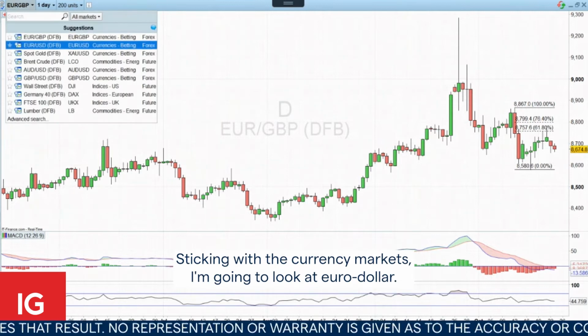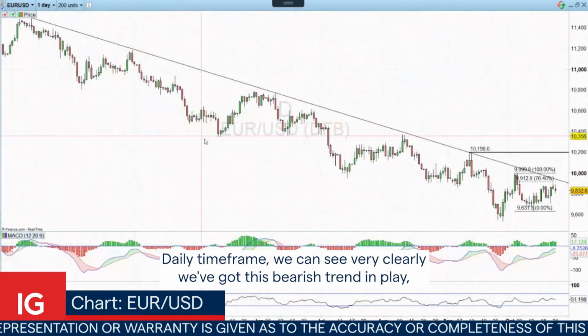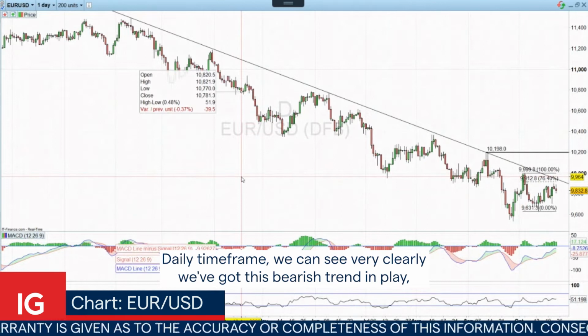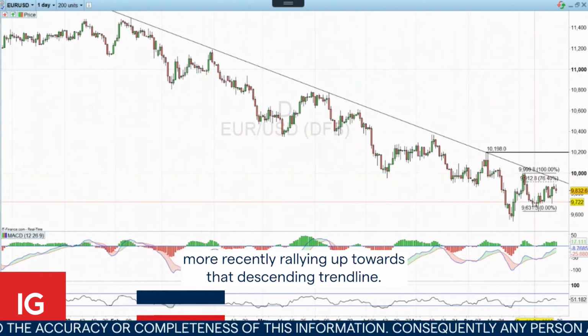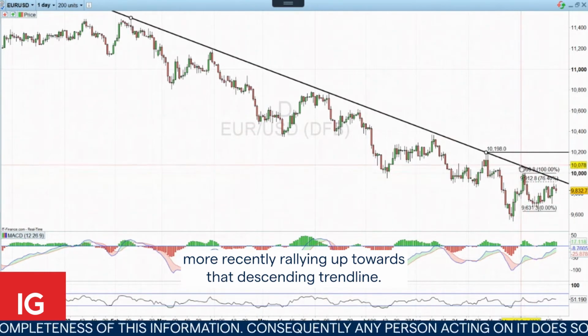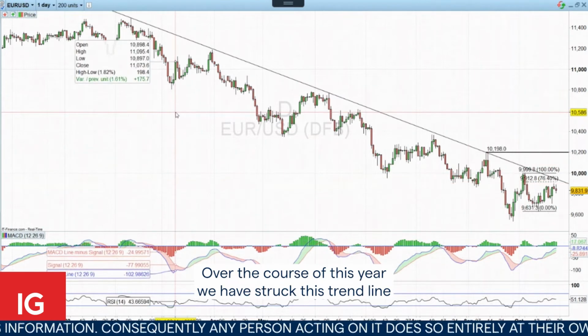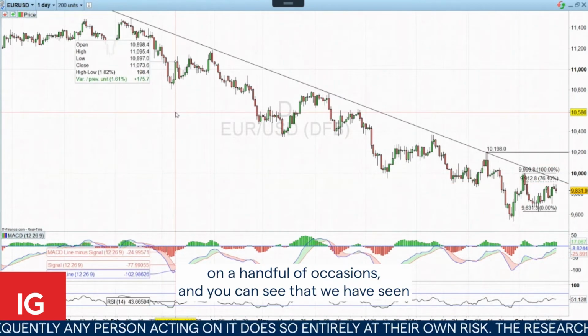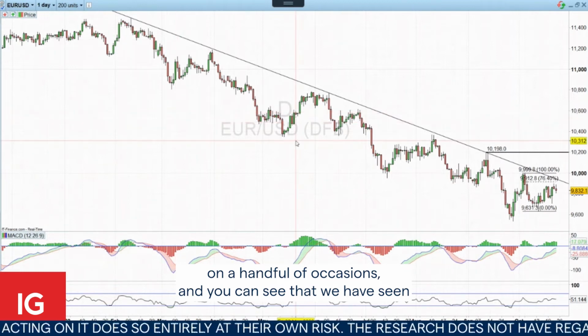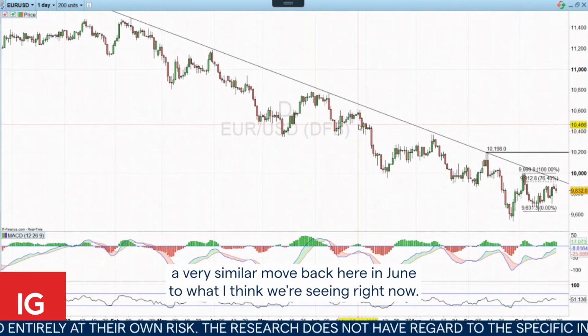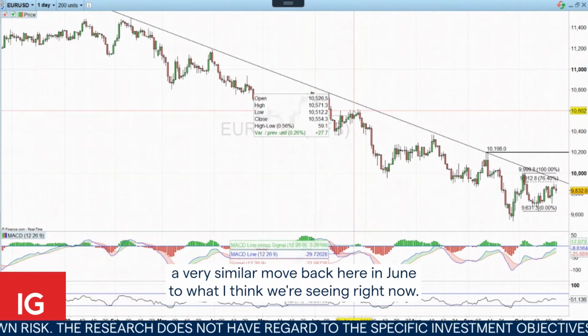Sticking with the currency markets, I'm going to look at euro dollar. On the daily time frame, we can see very clearly we've got this bearish trend in play, and more recently rallying up towards that descending trend line. Over the course of this year, we have struck this trend line on a handful of occasions, and you can see that we have seen a very similar move back here in June to what I think we're seeing right now.